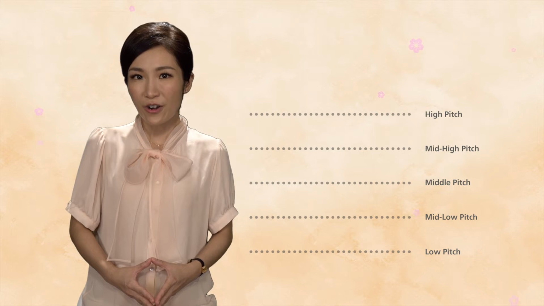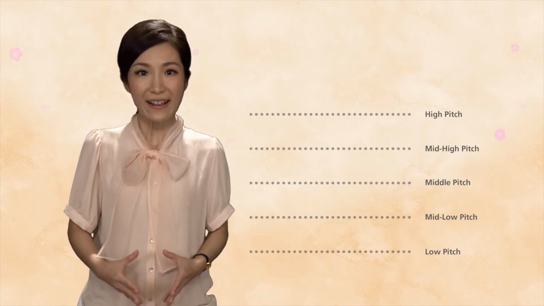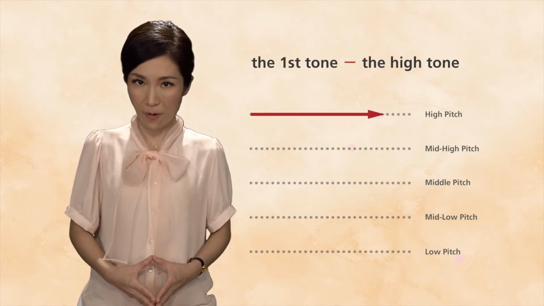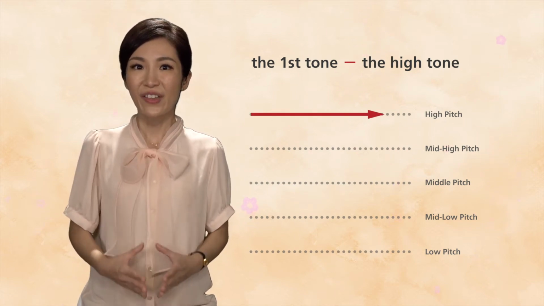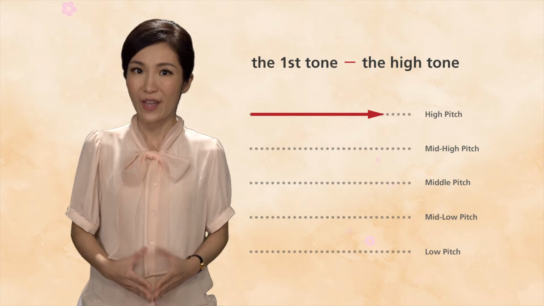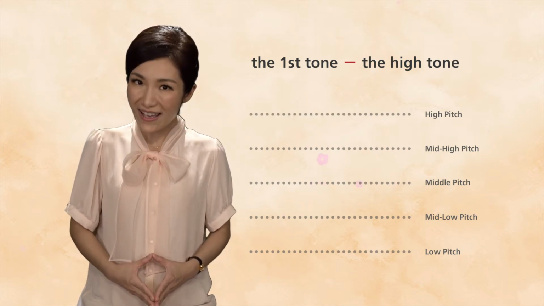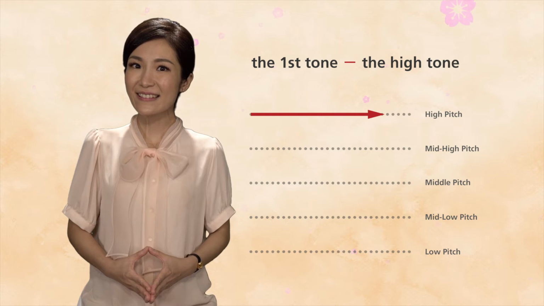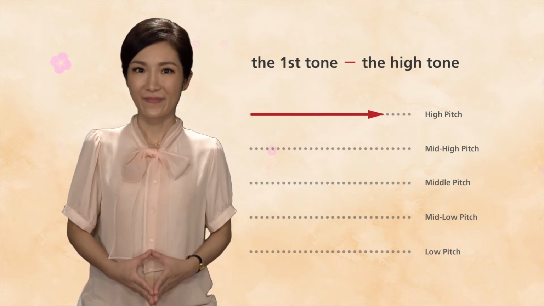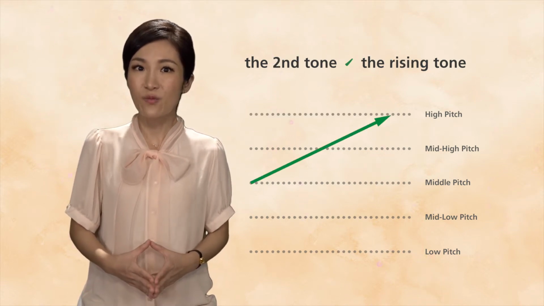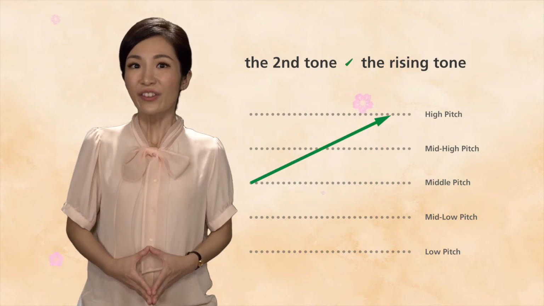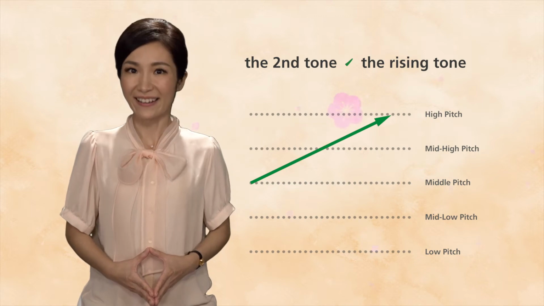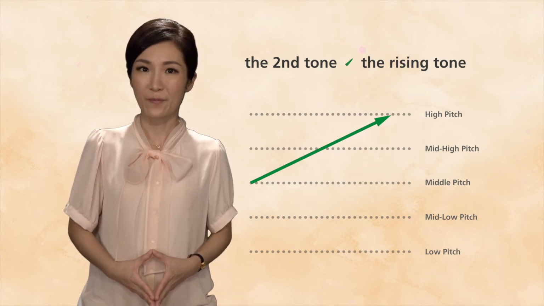Consider the word "one." Listen to the word pronounced in each of the 4 tones. The first tone, the high tone, "one." This would mean warm. Repeat after me. One, one, one. The second tone, the rising tone, one. This could mean writing.